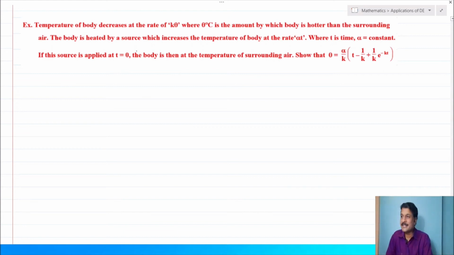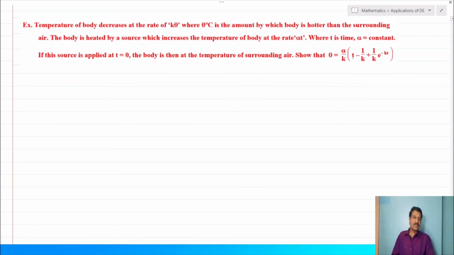Now here is one interesting example. The temperature of a body decreases at the rate of k theta, where theta degrees Celsius is the amount by which the body is hotter than the surrounding air. The body is heated by a source which increases the temperature of the body at the rate alpha t, where t is time and alpha is a constant. If this source is applied at t equal to 0, the body is then at the temperature of the surrounding air. Show that theta equals this. So it is a very interesting example. Here you just read carefully.